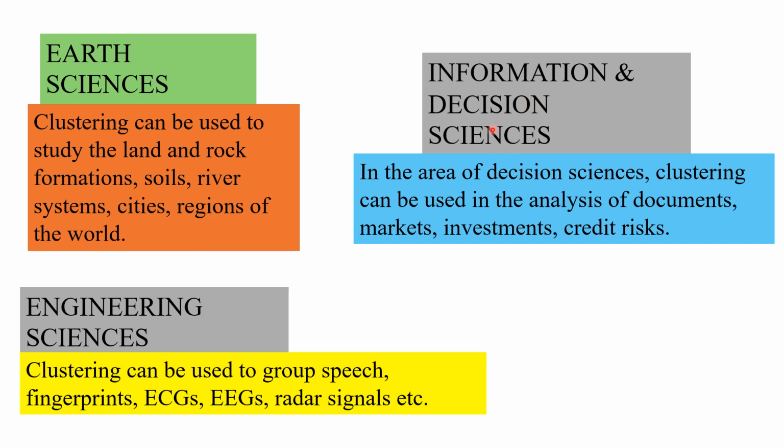In information and decision sciences, in the area of decision sciences, clustering can be used in the analysis of documents, markets, investments, credit risks. And in engineering sciences, we can use it to group speech, fingerprints, ECGs, EEGs, radar signals, etc., and to derive insightful outcomes from each of them.